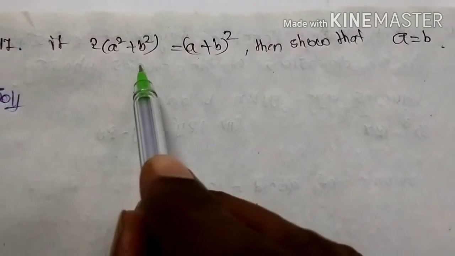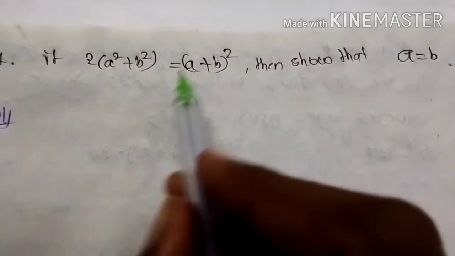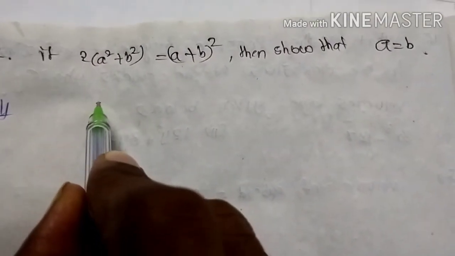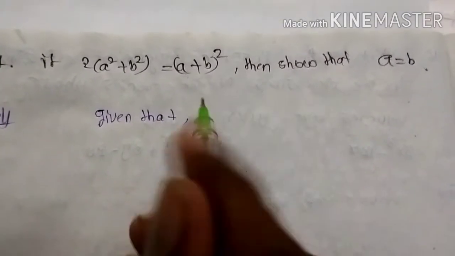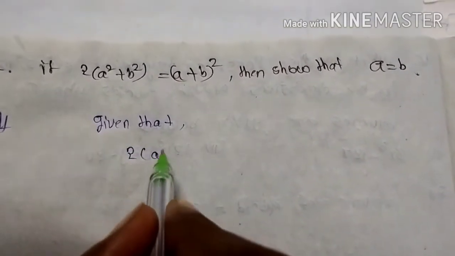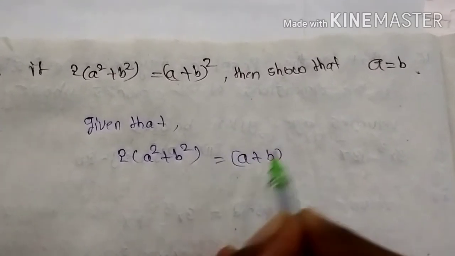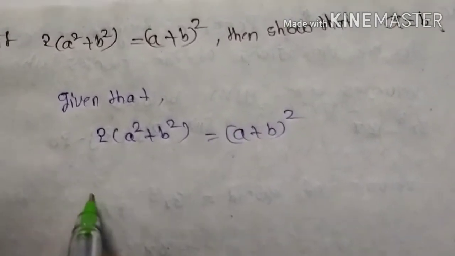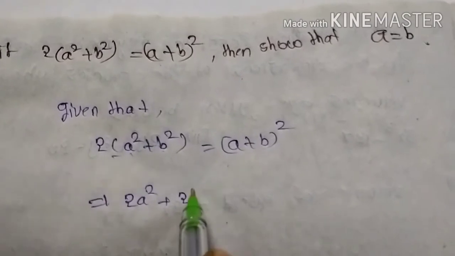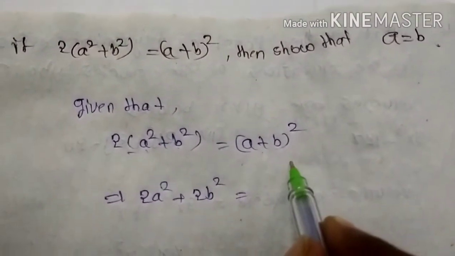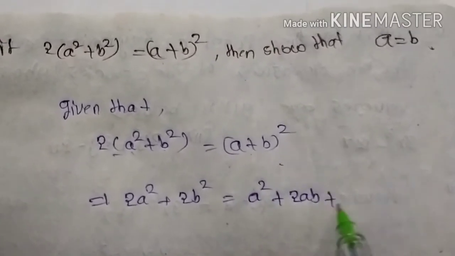Now you can see here question number 17. If 2 into a square plus b square is equal to a plus b whole square, then show that a is equal to b. First of all, I am writing here what is the given information. Given that 2 into a square plus b square is equal to a plus b whole square. See that I am writing here 2 into a square means, can I write here 2a square? Yes, 2a square plus 2 into b square means 2b square, can I write? Yes, is equal to. You know the a plus b whole square formula, a square plus 2ab plus b square.